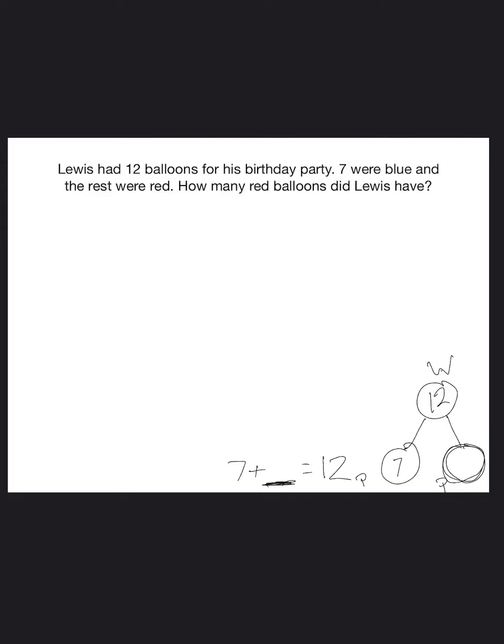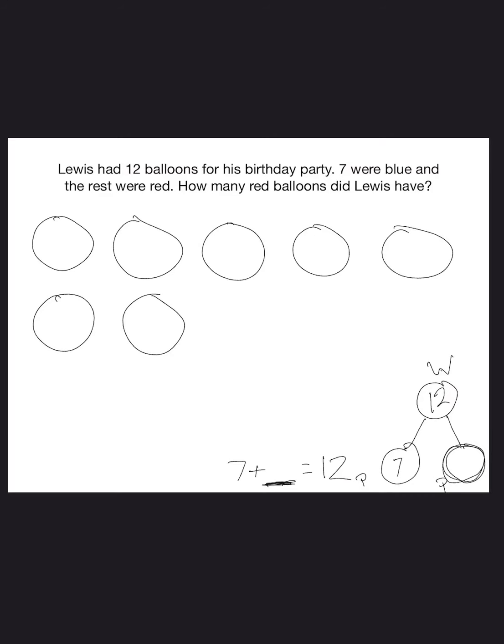We're going to start by drawing 12 balloons. 1, 2, 3, 4, 5, 6, 7, 8, 9, 10. And we're going to come down here to do 11, 12. We have 12. I know this is 12 because we have 10 and 2. 10 and 2 make 12. Very good, boys and girls.